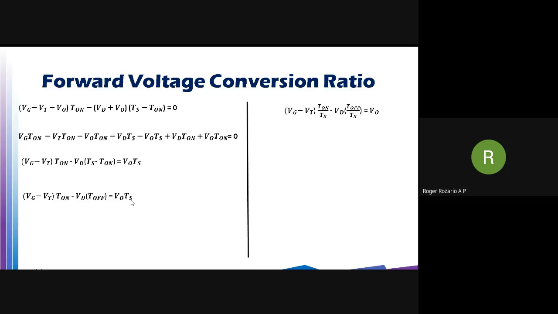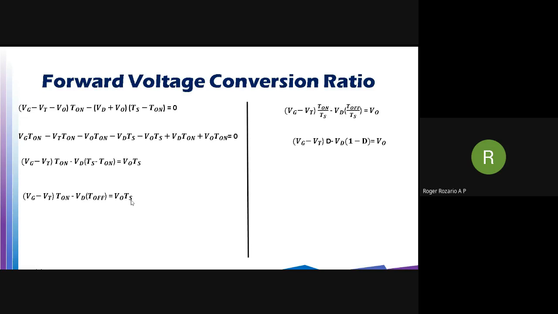So in the next step, I will take Vg common. What is this Ton by Ts? Anyone? In this equation, what is Ton by Ts? Duty cycle. Yeah, it is the duty cycle. So we will replace this Ton by Ts with the duty cycle. And what is this Toff? Toff is 1 minus D. Toff you can write as Ts minus Ton.